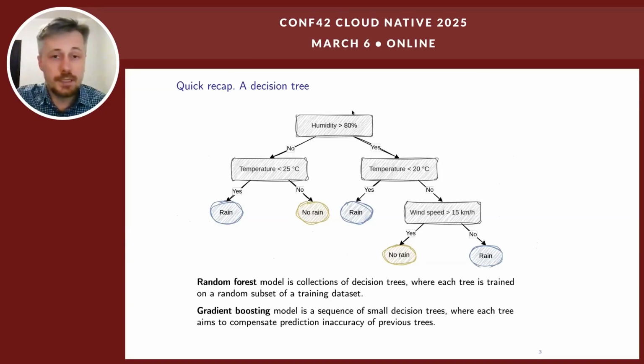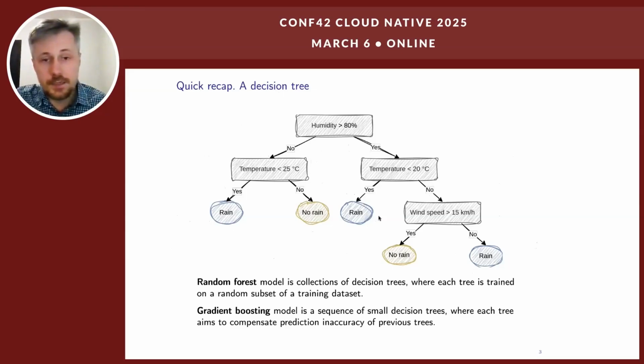A decision tree is a tree-like structure which makes decisions based on feature values. Here we see a small decision tree with three features: humidity, temperature, and wind speed. In each node it has a feature and its splitting value. If humidity is above 90%, we go right, and if, let's say, temperature is above 15 degrees, we go left, and the prediction is that it is raining.